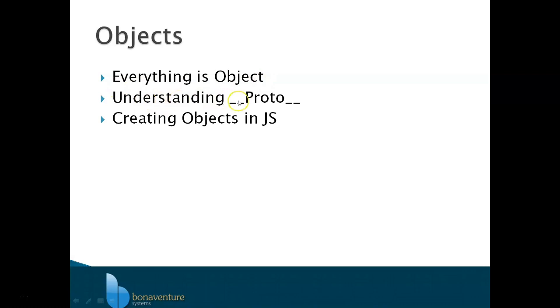So what we have seen just now is that everything is an object in JavaScript. We tried to understand what __proto__ and prototype mean, and then prototypal inheritance. We saw two different ways of creating objects in JavaScript. One way was using literal syntax, and the other way was a constructor function.